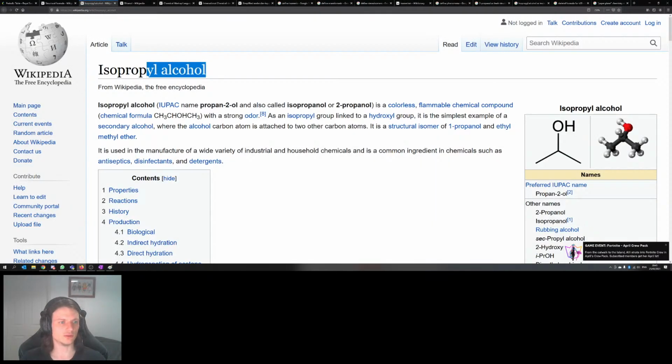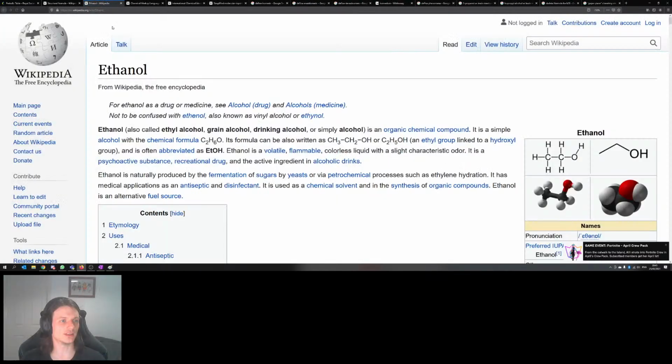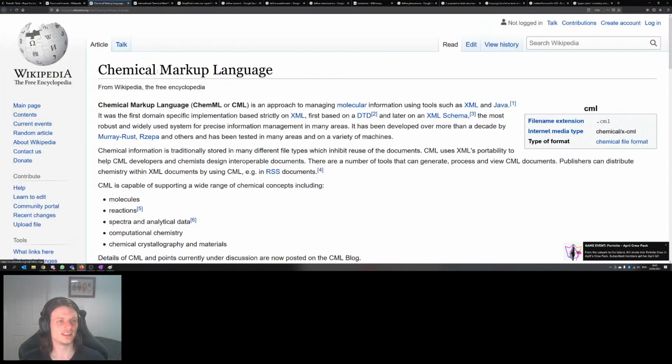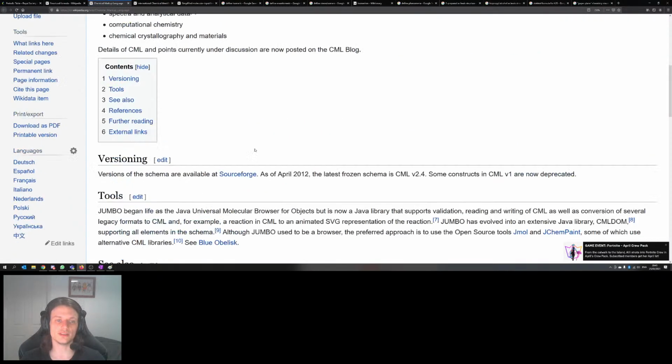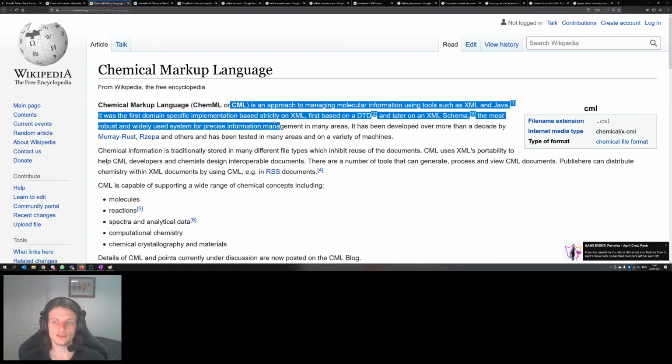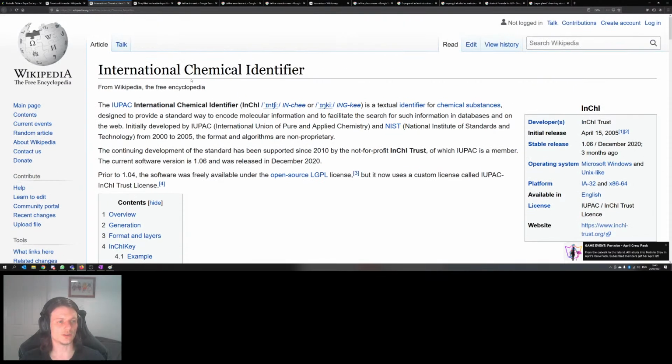Isopropyl alcohol. Oh, this is when I was trying to get those symbols up. OH, okay. Ethanol, that's CH3CH2OH. Oh yeah, chemical markup language. That's right, you can form chemical markup in XML. That's kind of cool. What else did we learn?